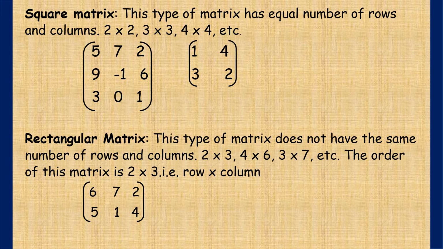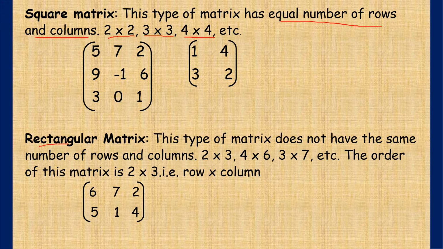Then the square matrix. This type of matrix has an equal number of rows and columns. So we have 2 by 2, 3 by 3, 4 by 4, 5 by 5, and so on. The example here shows square matrices. This is a 3 by 3 matrix, and this is a 2 by 2 matrix, which are square matrices.